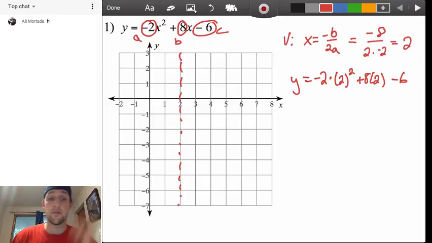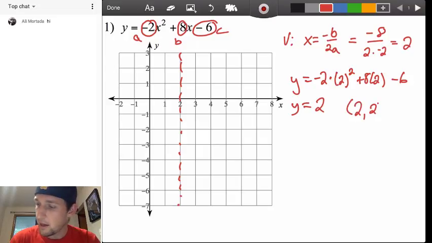Guys, we see this frequently throughout our units, right? When we're solving with substitution or elimination, we find one of the variables and then we plug it in. So when you know an x value, you plug it in, then you find your y value. Simple as that. If we do the math here, negative 8 plus 16 is positive 8, minus 6. I get 2. So it looks like we're at 2, 2. So our vertex is 2, 2.